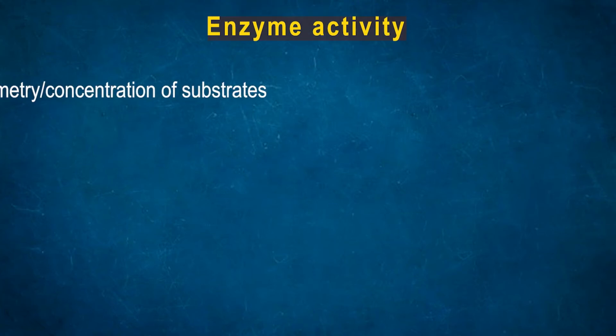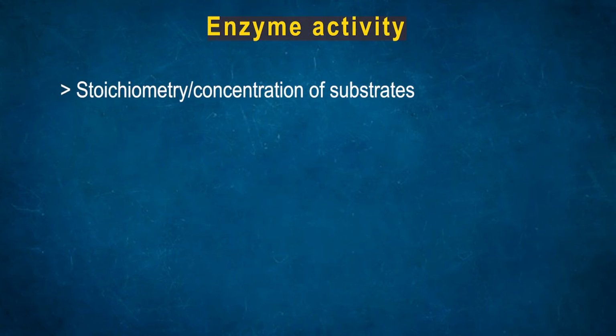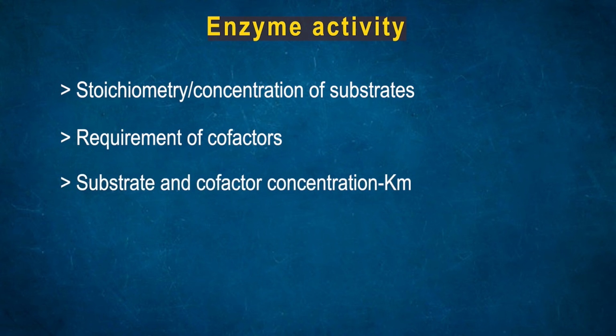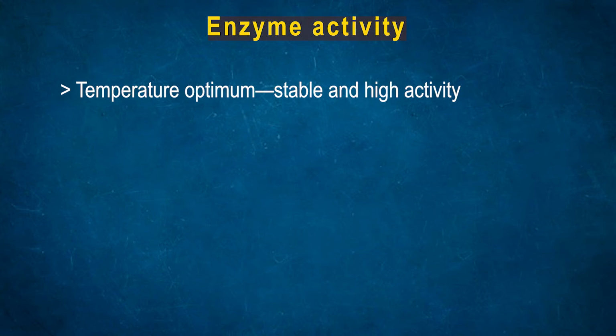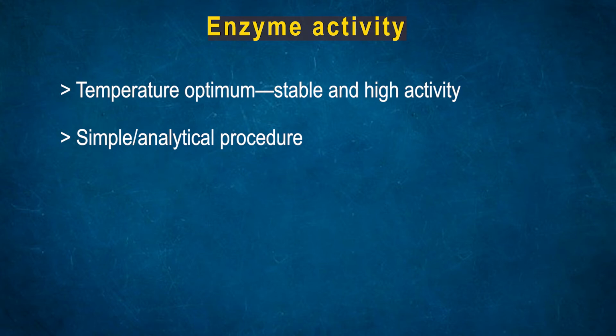For enzyme activity, some parameters must be taken care of. That is the stoichiometry or concentration of the substrates, the requirement of cofactors, as well as substrate and cofactor concentration or affinity correlated with the Michaelis constant Km, and pH optimum. And we know that the initial rate of reaction is proportional to the enzyme concentration. Then the temperature optima, because the enzyme must be stable. A simple analytical procedure must be adopted for the quantitative estimation of enzyme activity. So we will discuss some of the assays.